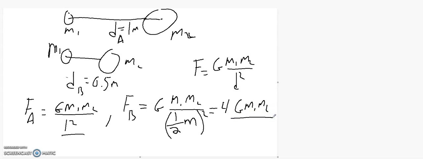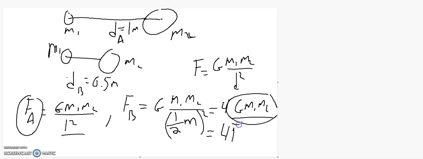Remember, this one over here for FA is not of interest. So you could rewrite this G times M1 times M2 as just FA. So it's 4 times FA, right? By cutting the distance in half, you've quadrupled the force. The force is now 4 times the strength. So it's 4 times stronger. That's the way that you'd say that.